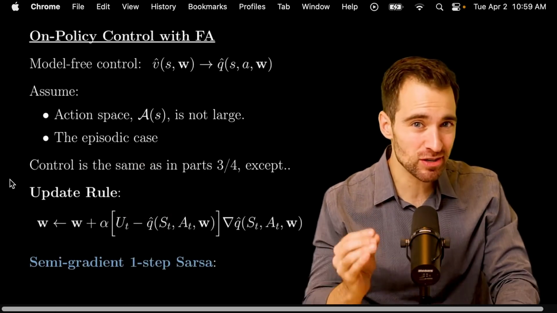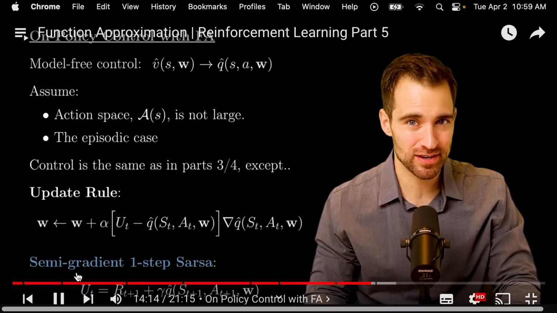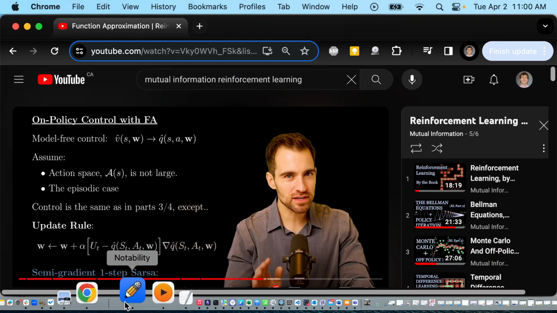Semi-gradient one-step SARSA, we set U_t to this one-step target. So this is the simplest possible thing you can do. Let me write it down. It is SARSA because we are sampling the reward and another state-action. So let's write this one down.